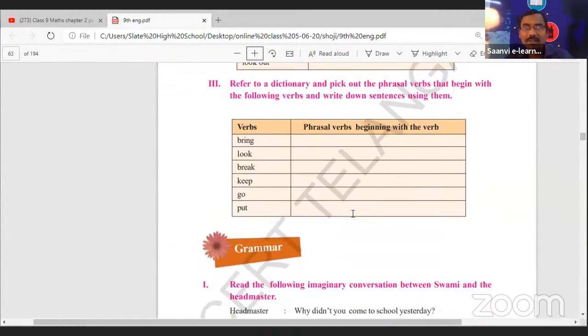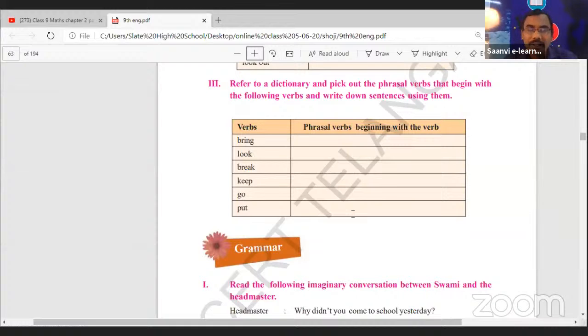Okay, we have finished that part, isn't it? Okay, then refer to a dictionary and pick out the phrasal verbs that begin with the following verbs and write down sentences using them. So there may be a lot of phrasal verbs using the word bring. So we will write a one here. Right. In the same column, you write bring back. Bring is already there. Closer to that bring, you write a back also. Bring back.